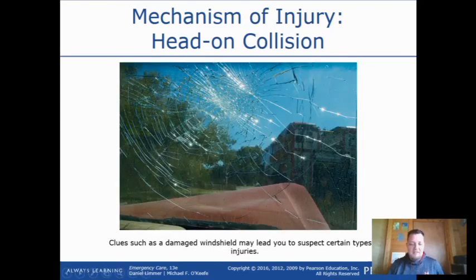So this damaged windshield would maybe lead you to suspect that the patient hit their head on the windshield, causing this spidering or starburst type injury.